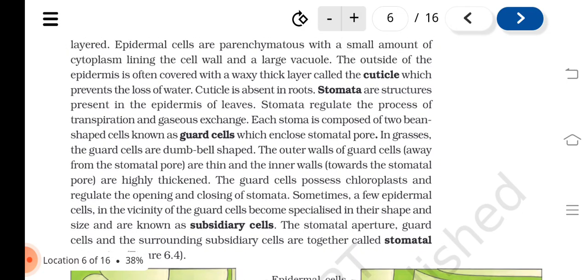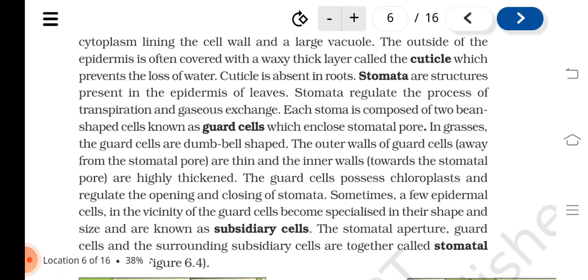The outside of the epidermis is often covered with a waxy thick layer called the cuticle, which prevents the loss of water. Cuticle is absent in roots. Stomata are structures present in the epidermis of leaves. Stomata regulate the process of transpiration and gaseous exchange.